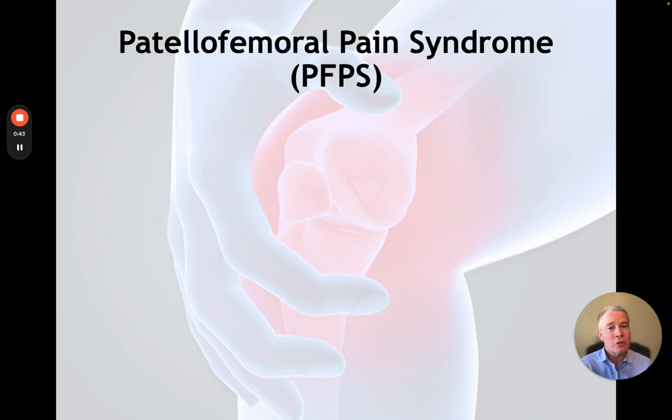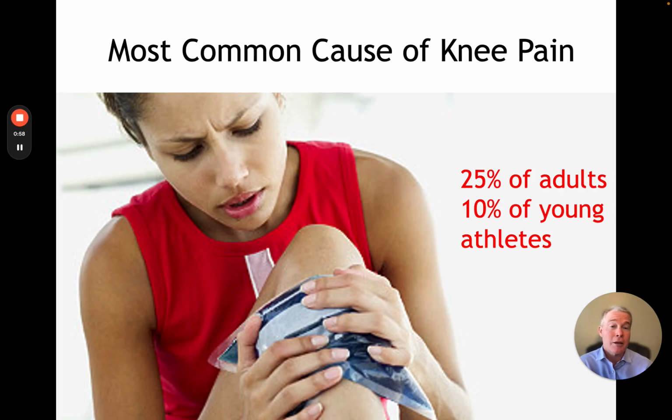Because there's a natural tendency of the patella to track laterally, that means the patellar cartilage on the patella itself is rubbing up against the lateral femoral condyle. That causes irritation in the knee. A lot of times we call this runner's knee, but regardless of what we call it, it's common because it affects 25% of adults and 10% of young athletes.